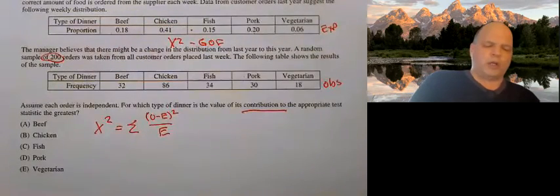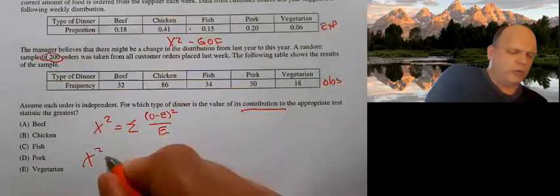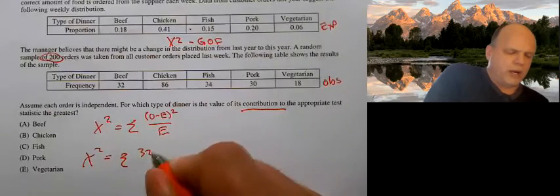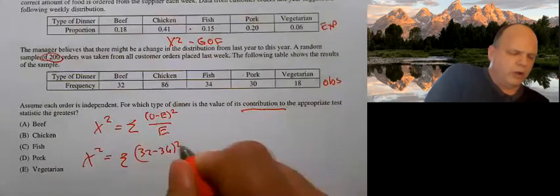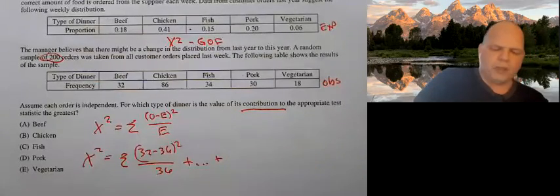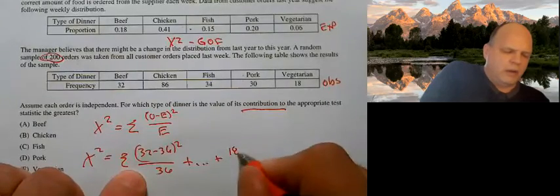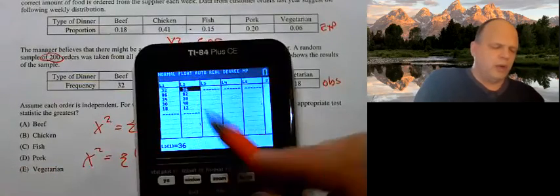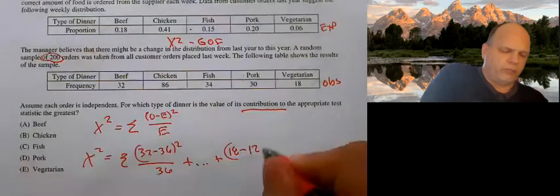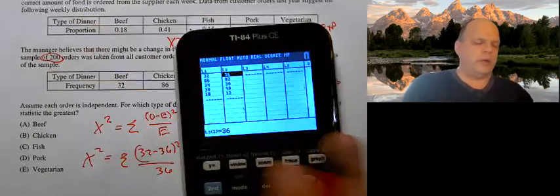If I were showing my work on a test, it would be something like this. The chi-squared equals the summation of (32 minus 36) squared over 36, plus dot, dot, dot, plus, and then 18 minus, we expected 12. That would be my work shown, and then I'd go ahead and run the test.